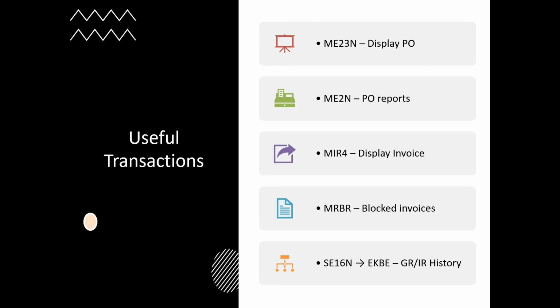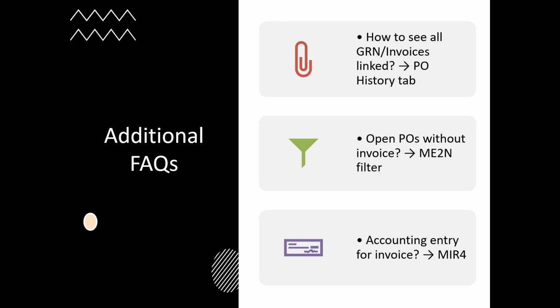And there are some other very useful transactions that I have listed down here for you, that you can use. ME23N to display POs, ME2N for the report of multiple POs, MIR4 to display different types of invoices, MRBR to display blocked invoices, and SE16N or EKBE for GRIR history. So you can use any of these transactions. All of these transactions are very useful and you should use these in your daily SAP work. So this will be very helpful for all of you.